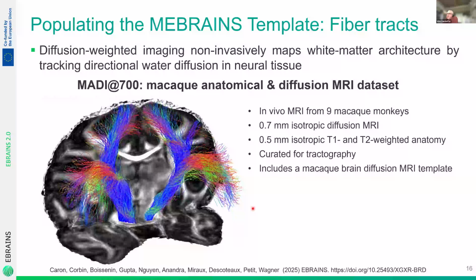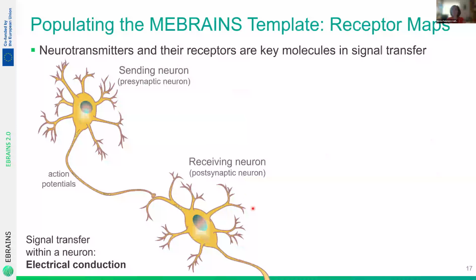But we talked about function and we talked about connectivity. So you can talk about networks and things like that. But what other type of information would be important finally to understand how the brain functions, and information that we can sort of implement in the MEBRAINS template, Nicola? Well, that's a very good question, Wim, and the answer to that would basically be receptor maps.